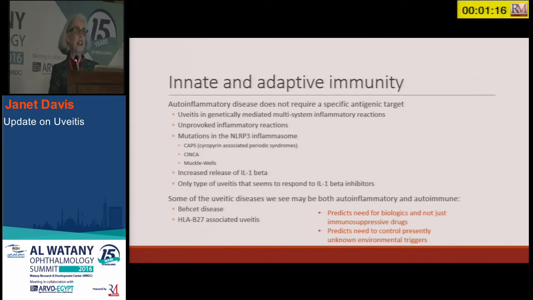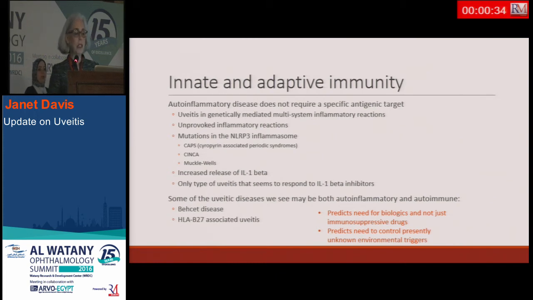There's an issue with either innate or adaptive immunity being more important in uveitis. Autoinflammatory disease definitely exists. It does not require a specific antigenic target. So this is seen most clearly in uveitis that is associated with genetically mediated multi-system inflammatory reactions. And these are diseases like CAPS and SINCA, which you may see in very young children who have multi-system involvement but also have uveitis. It may also be involved in unprovoked inflammatory reactions in the body. It involves usually an increased release of IL-1 beta, and it seems to be the only type of uveitis that will respond to those inhibitors.